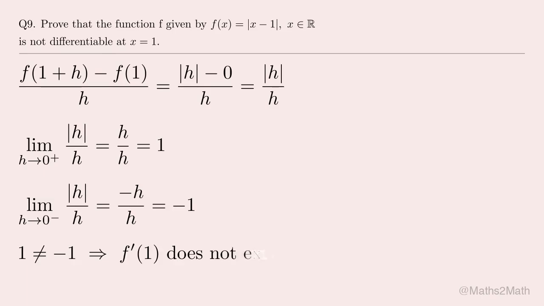The one-sided limits differ. 1 against minus 1, so the derivative at 1 does not exist. f is not differentiable there.